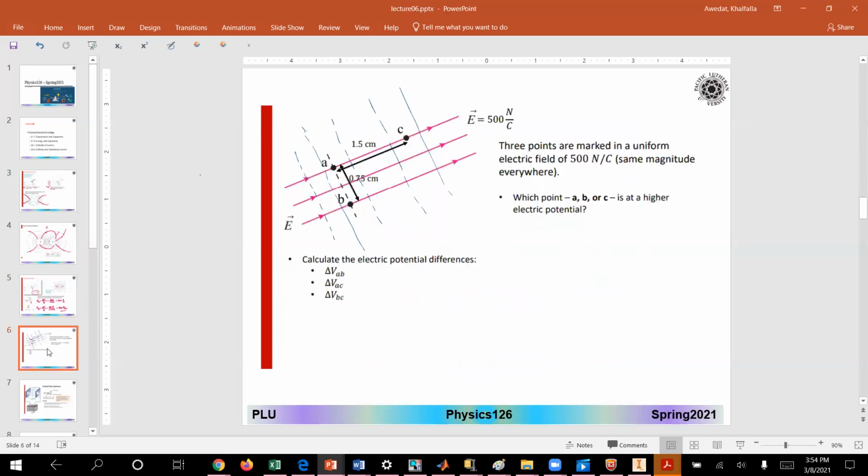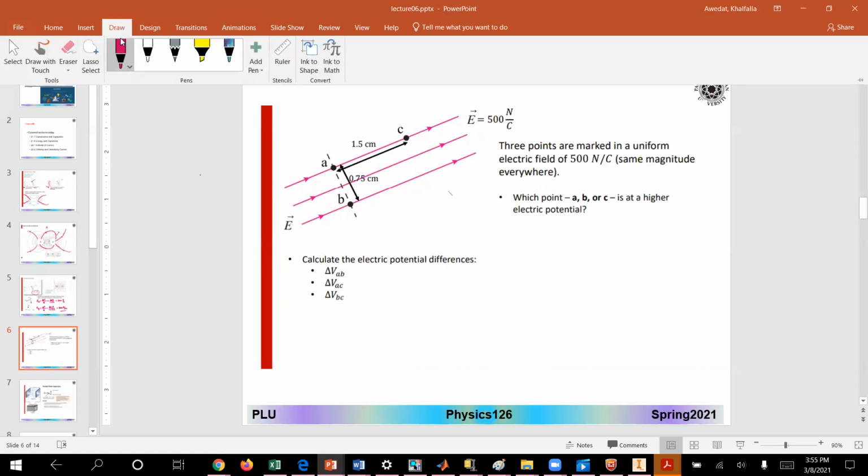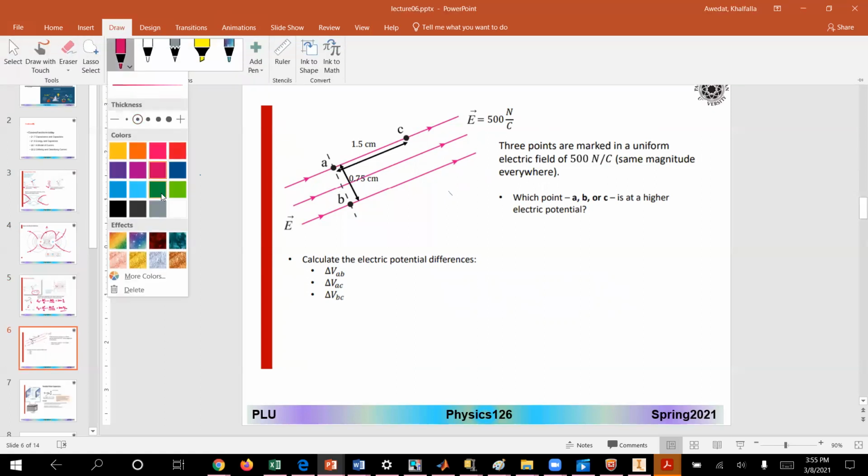And here's the very interesting problem. In this case, we are given the electrical field of 500 volt per meter, or Newton per coulomb, and we are given 3 points: A, B, and C. They ask you to find the potential difference. You don't know how the equipotential lines are located, or how you can draw them.